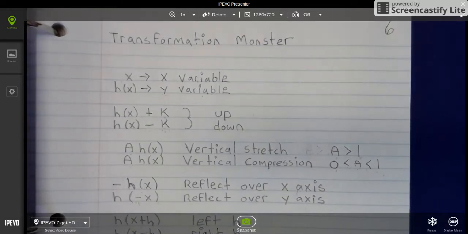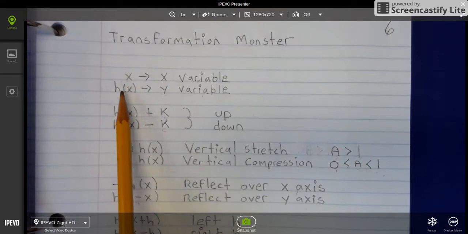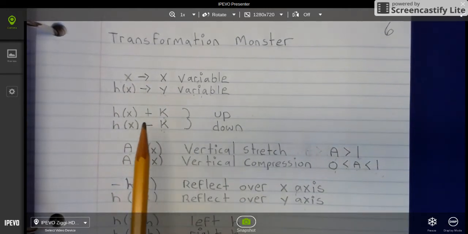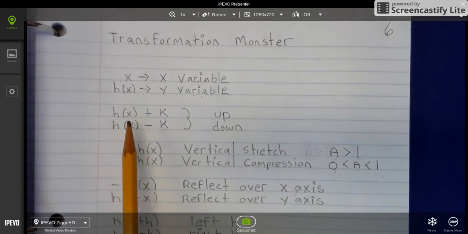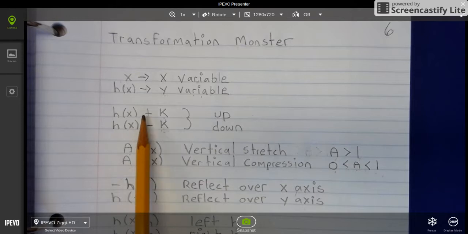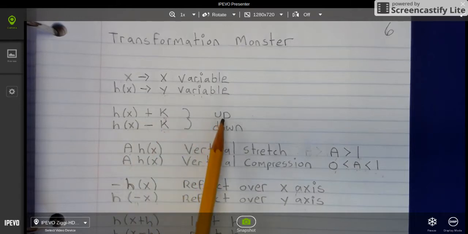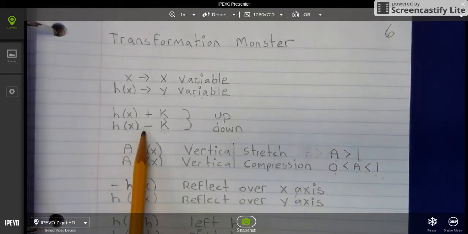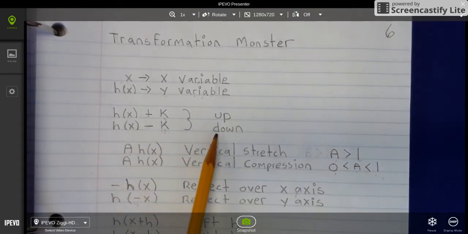Okay, so let's review all of the transformations that you discovered in the Transformation Monster. Just quick: X is the X variable, H of X is the Y variable. Now, what you discovered in the Transformation Monster activity is that when you have H of X plus a number K, it's a transformation up K units. And when it was H of X minus K, it was down K units.